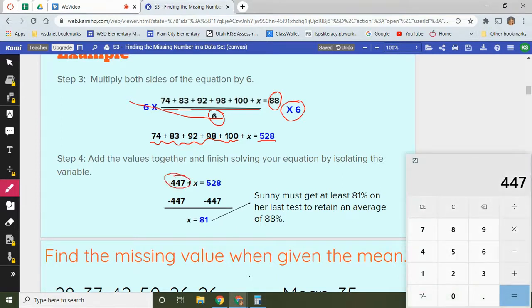Now, we want to get X by itself again. So we're adding 447. The inverse is to subtract. They cancel out. 528 minus 447 is 81. So we are saying that this missing number right here is 81. She has to get an 81 in order to get an average of 88%. Okay, so refer back to them if you have questions setting it up, but we're going to try a lot.